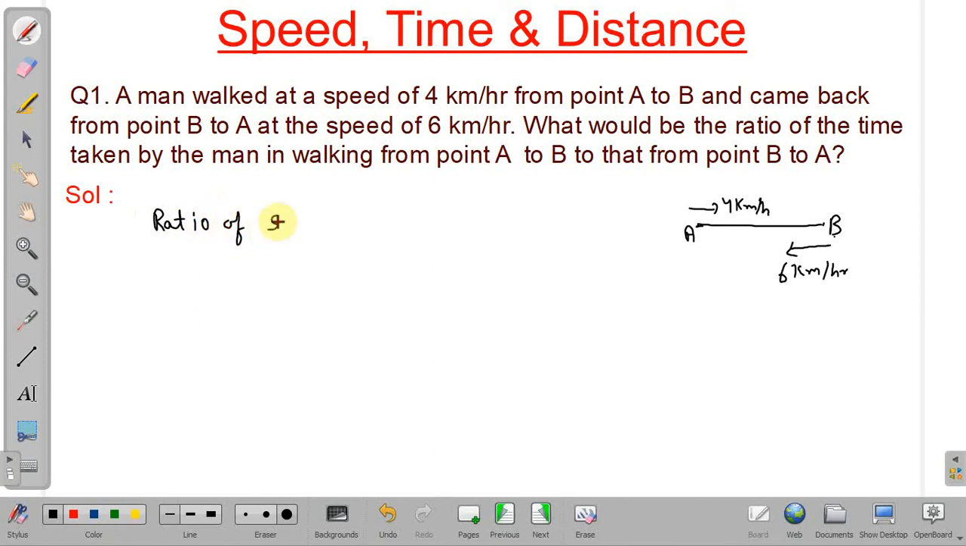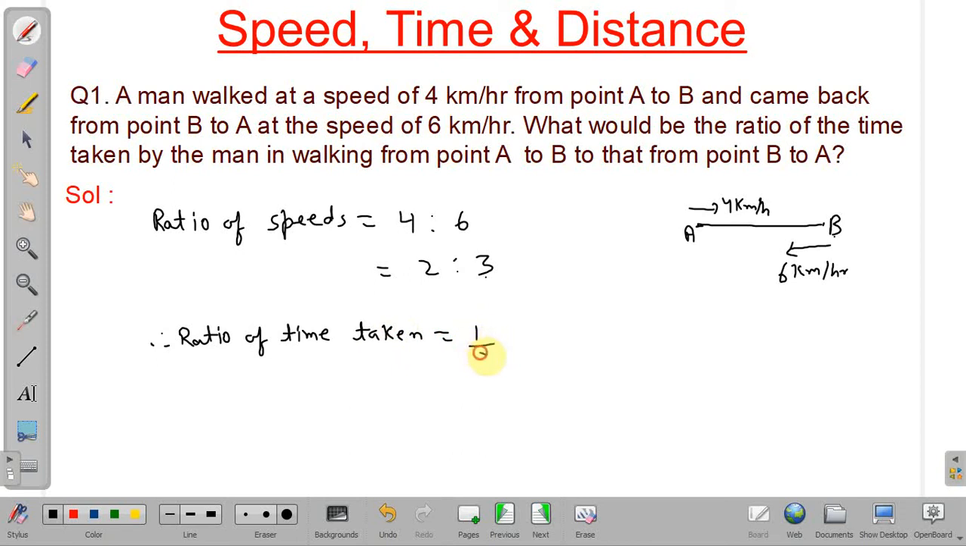Ratio of speeds is 4 ratio 6, or it can be written as 2 ratio 3. Therefore, the ratio of time taken will be equal to, we have to take the reciprocal, so 1 by 2 ratio 1 by 3, or 3 ratio 2. Okay, so this will be our answer.